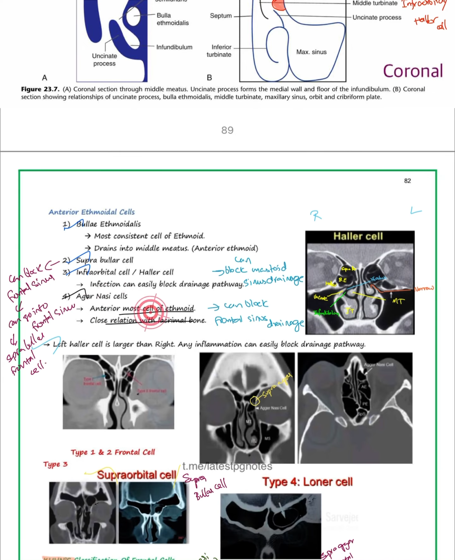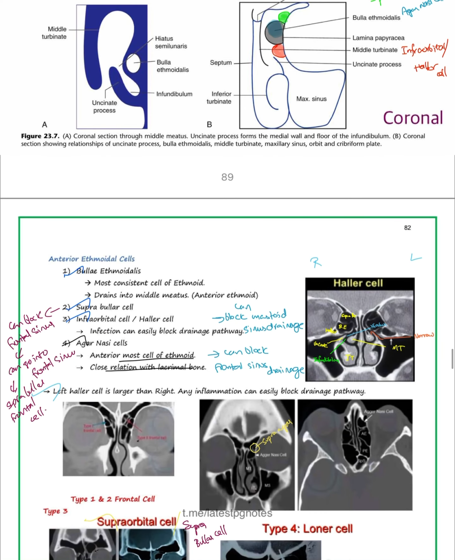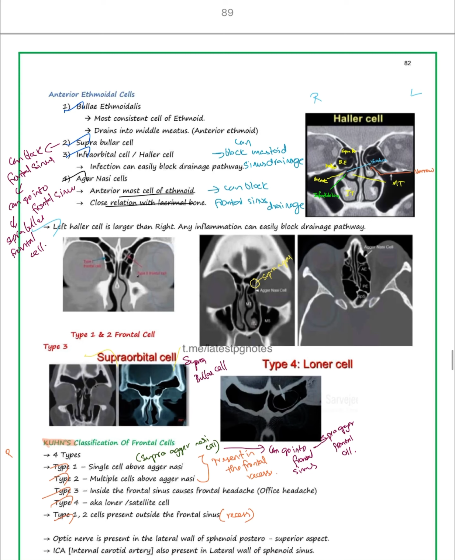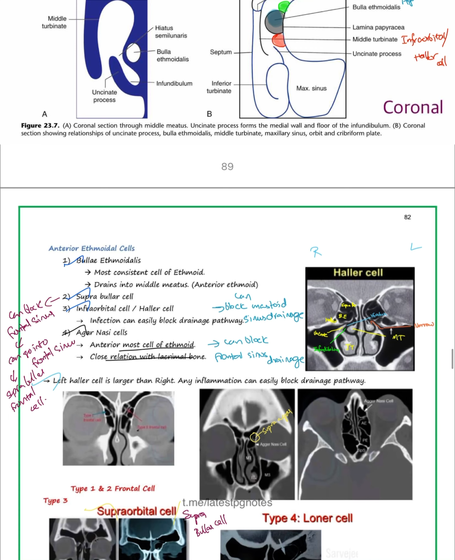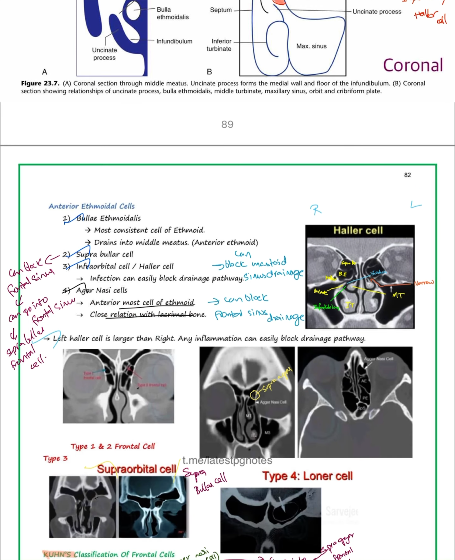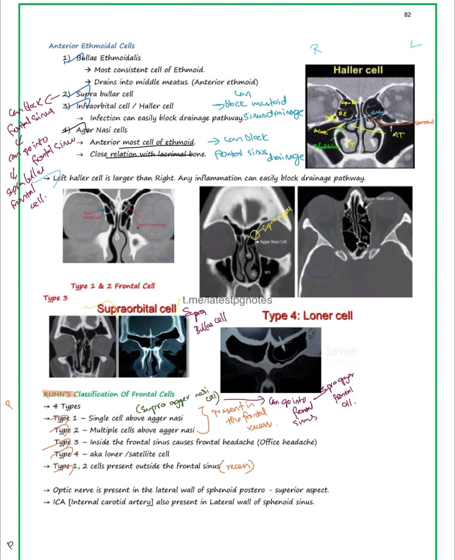Then the agger nasi cell, which is present on the medial side. We can appreciate it later. There are two types of cell. The agger nasi cell is also present on the lateral side, as a small cell. Then it is the anterior-most cell of the ethmoid. It is closely adjacent to the lacrimal bone. We can see it in the diagram also.